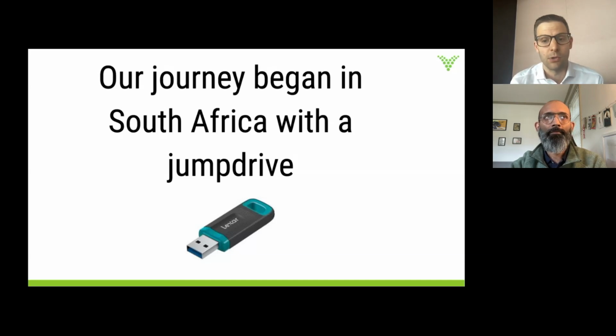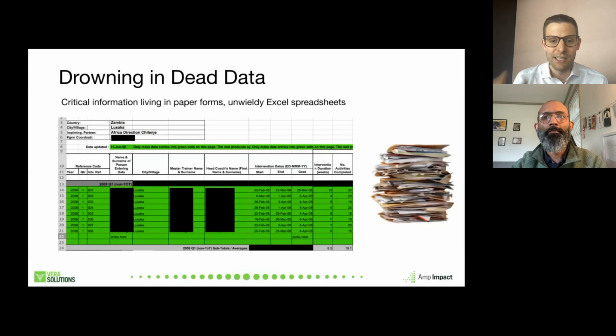The scale of the program was growing a lot, and we were about to get a big grant from the US government to 10x the size of our program in South Africa. And one of the problems was that our data systems were kind of a mess. This is what our data systems looked like.